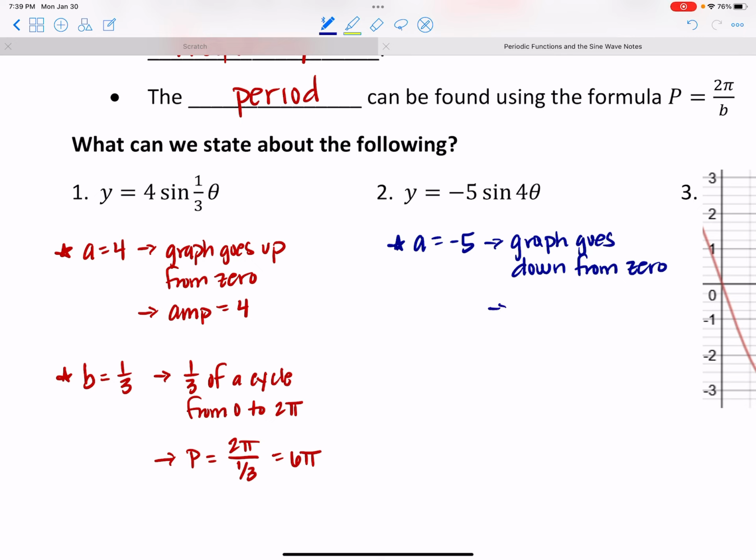And then when it goes down, it's going to go down to a minimum of -5. And then when it shoots back up, it's going to go to a maximum of +5. So we're going to see an amplitude of 5. Max is 5, minimum is -5.